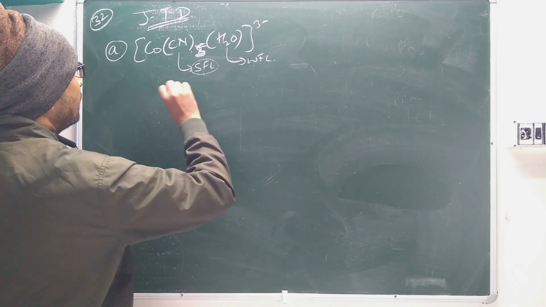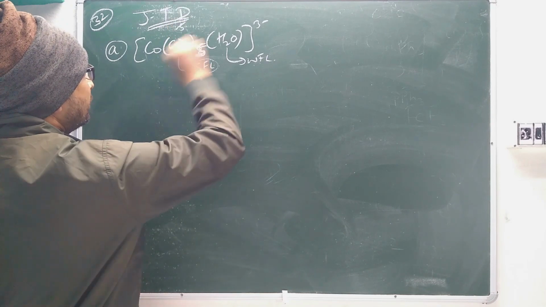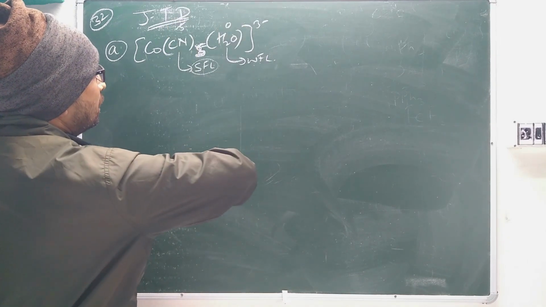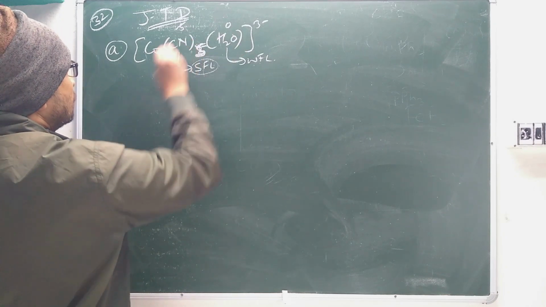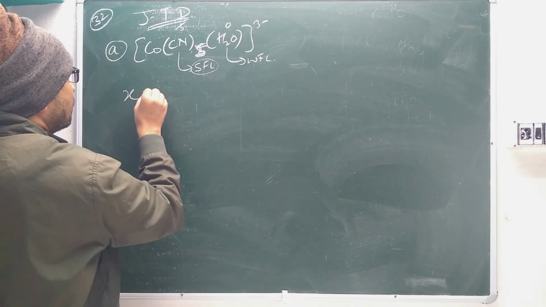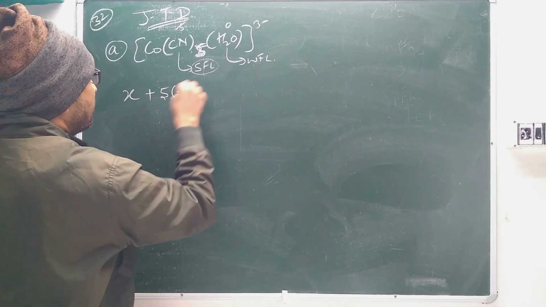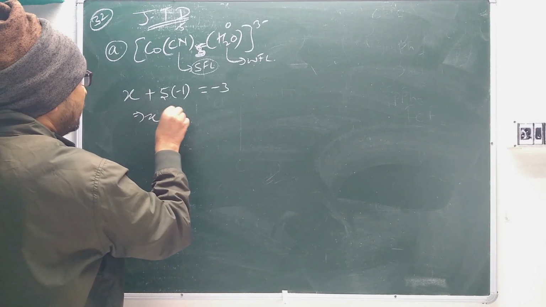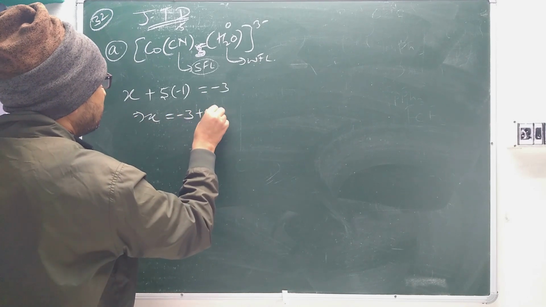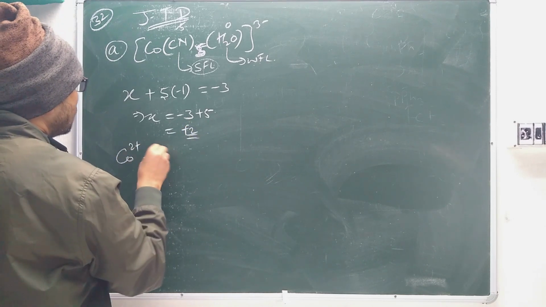So cobalt, what will be the oxidation number? Minus 5 it is contributing from here, and 0 charge it is contributing from water. So let me check the oxidation number of cobalt. X plus 5 into minus 1 equal to minus 3. So X equals minus 3 plus 5, so it will be plus 2, right? So cobalt is in plus 2 oxidation state.